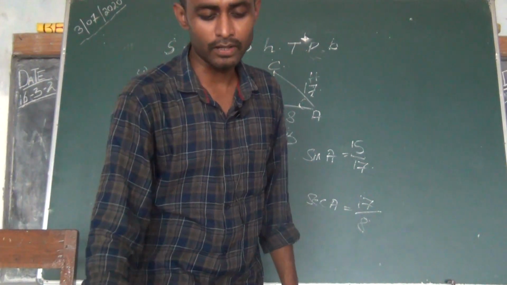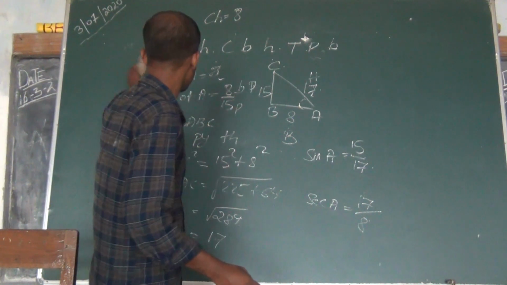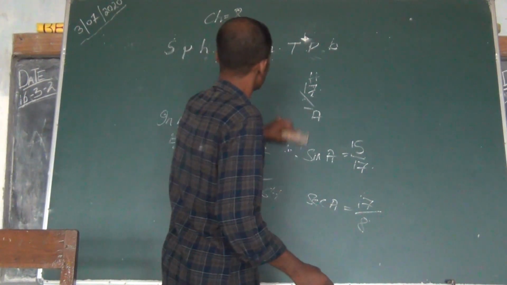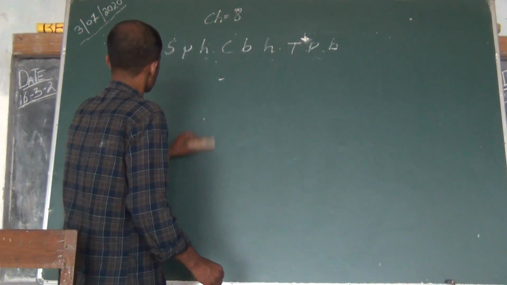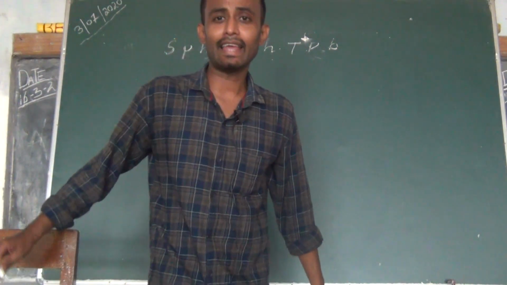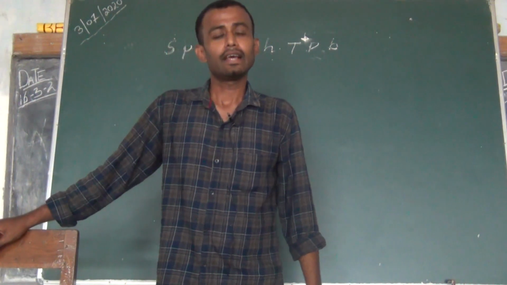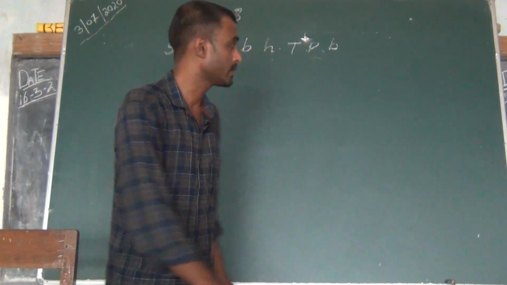Now number 6. Number 6 is a little different from these questions, where we were doing the Pythagoras theorem. Let's see question number 6. It is given that angles A and B are acute angles. The question is telling you that cos A is equal to cos B.